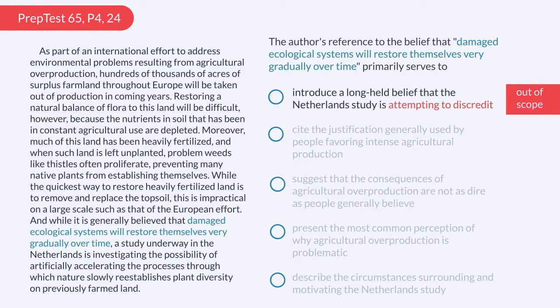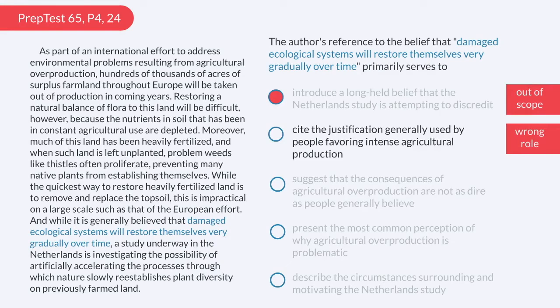It's thinking, is there any intervention we humans can do to speed up what we know nature will do on its own? B says that people who think that aggressive, intense farming is good will usually justify that by saying, come on, man, ecosystems will fix themselves over time. That's just the wrong role. We were never doing that. There were never any people in the first paragraph who favor intense agricultural production. So we're not trying to cite the way they justify their beliefs. The word generally is trying to play off the, and while it is generally believed, that kind of leads into our detail. So they're using a little bit of word bait to try to get us to like B.